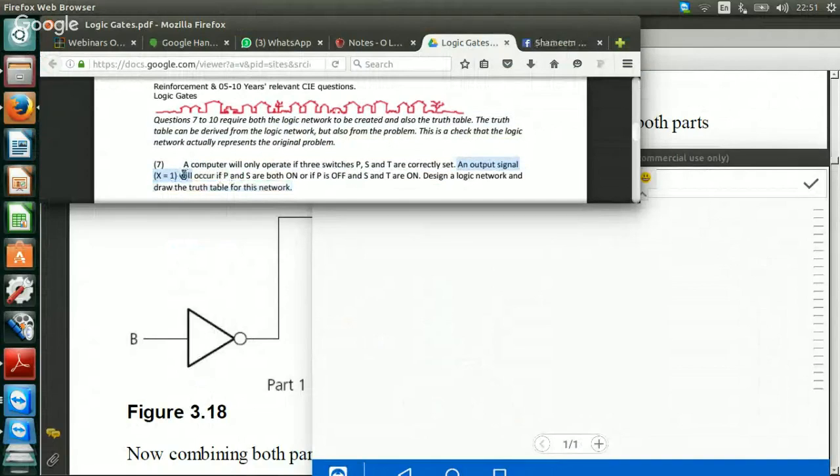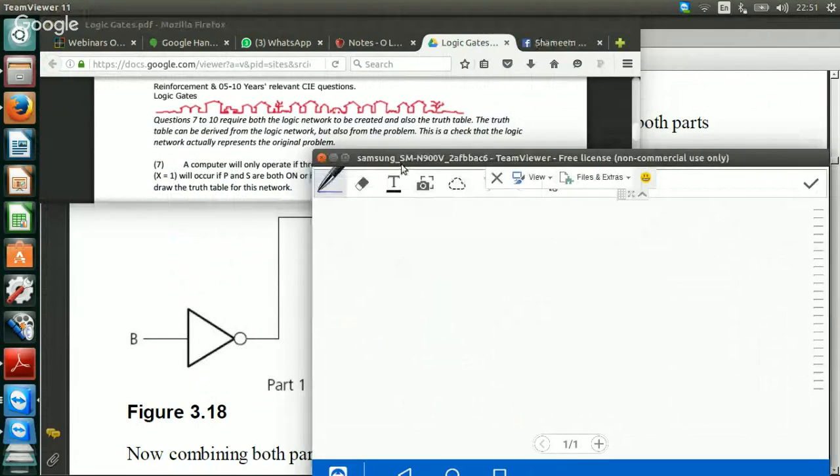The output, or the alarm sound, will buzz if P and S both are on, or the second condition is if P is off, S and T are on. So there are 2 conditions. There are 2 Fs. We need to satisfy 2 Fs. So how will this equation be solved? That's pretty easy. Let's see.